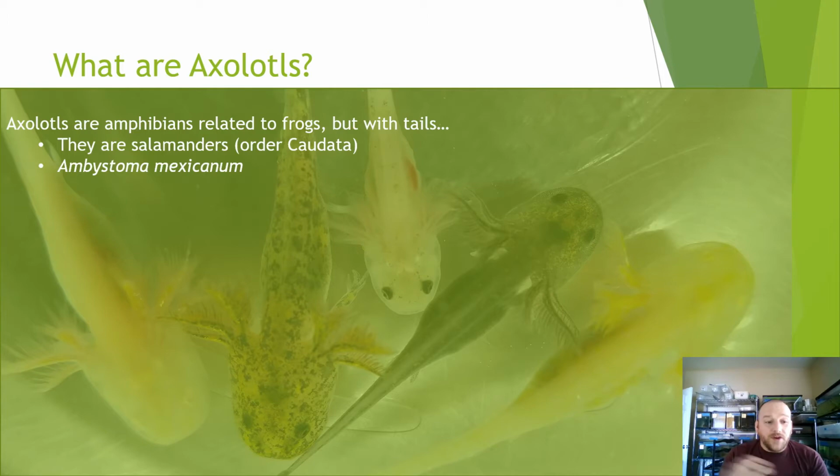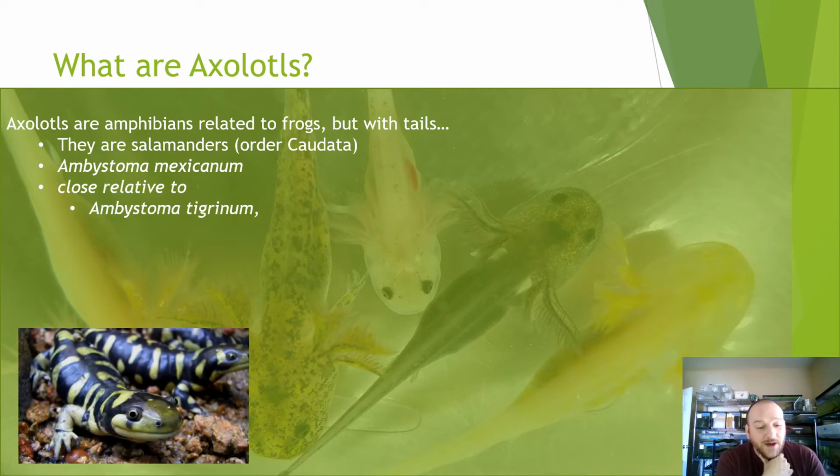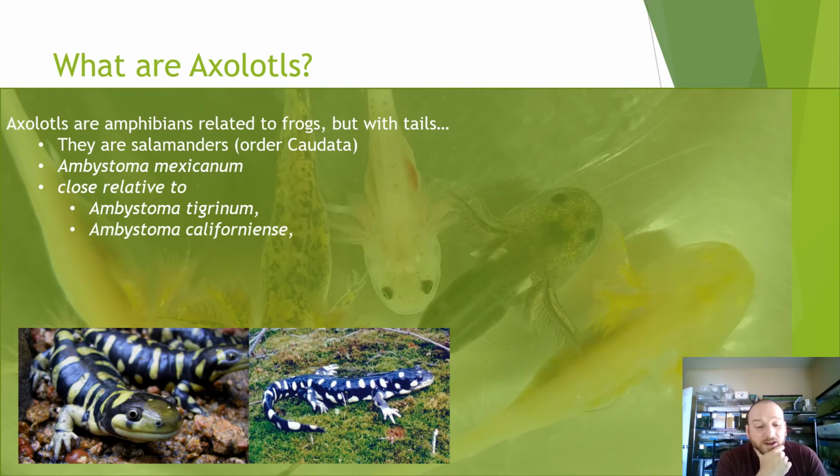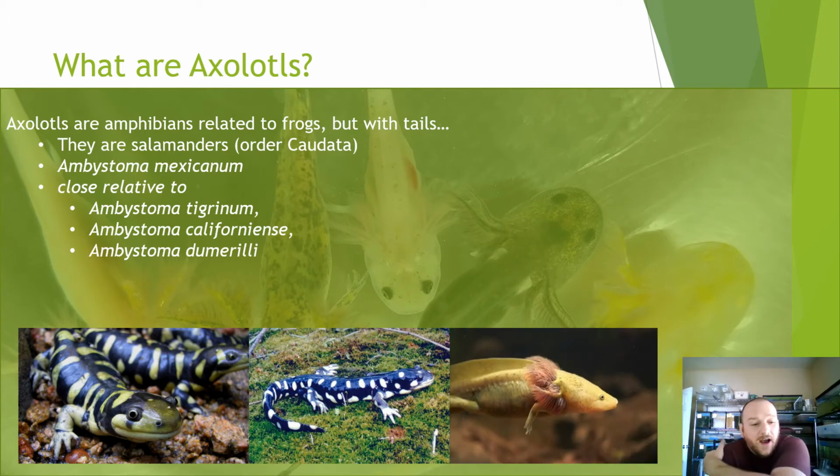There are lots of other organisms in the genus Ambystoma. Some classic ones across the U.S. we have tiger salamanders or Ambystoma tigrinum. Unique to California is Ambystoma californiense, which is a very close relative of tigrinum. And then across Mexico, there are a variety of other salamanders in this same genus, including Ambystoma dumerilii, which is unique to one lake in Mexico. So there are lots of other organisms in Ambystoma, but Ambystoma mexicanum is the genus and species of the axolotl.